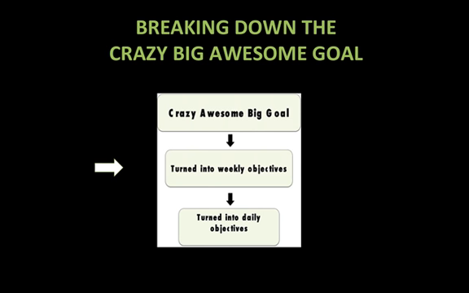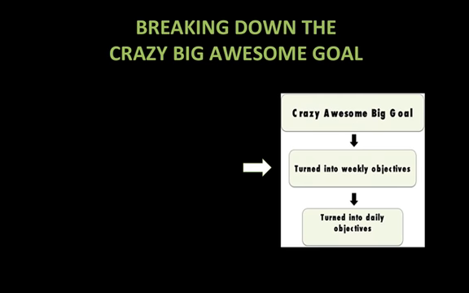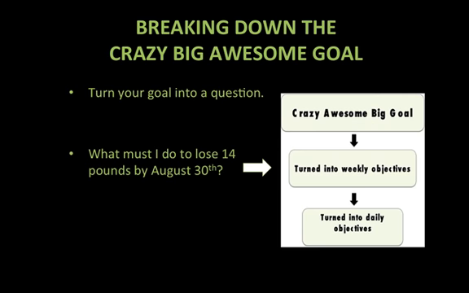So we're going to go from the crazy awesome big goal, and we're going to turn those into weekly objectives. So this is what I like to do, and really helps me a lot, is I just take my big goal and I turn it into a question. So let's go ahead and do that with our goal of to lose 14 pounds by August 30th, and shift to a question, as you see right there. What must I do to lose 14 pounds by August 30th?